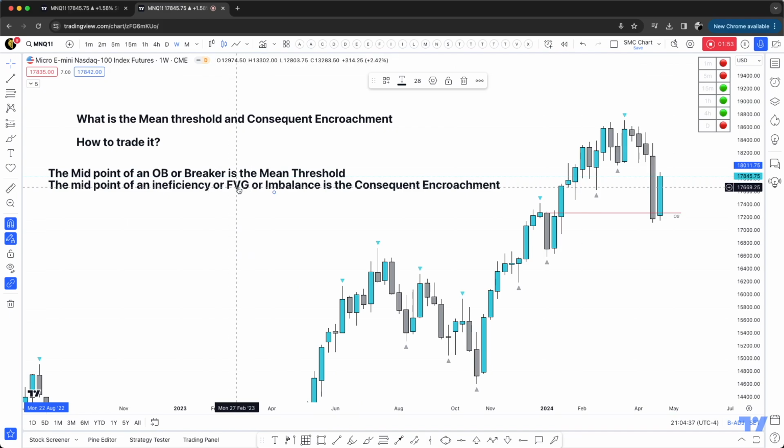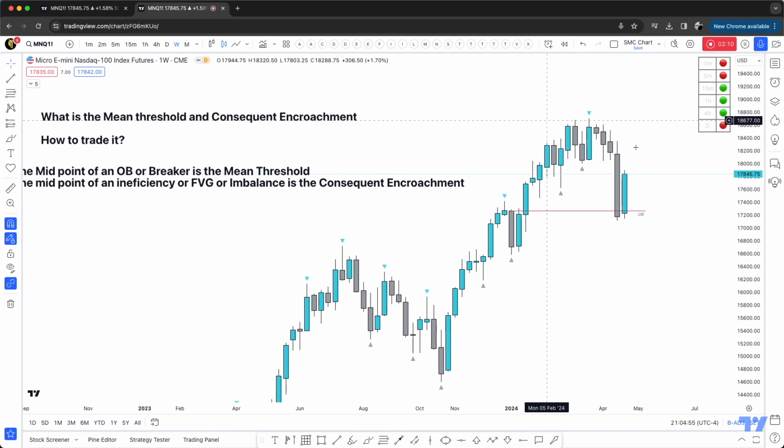Now, how do we approach that? How do we trade that? How can we use it in our favor? Right, so basically this is like refining. I'm sure you have heard about refining an order block or refining a fair value gap. Let me just explain, right? I'm going to go straight to the chart right here. So I'm on the weekly time frame on Nasdaq.